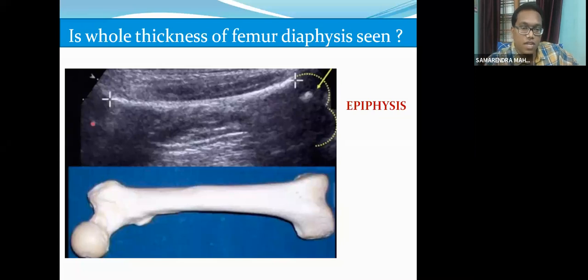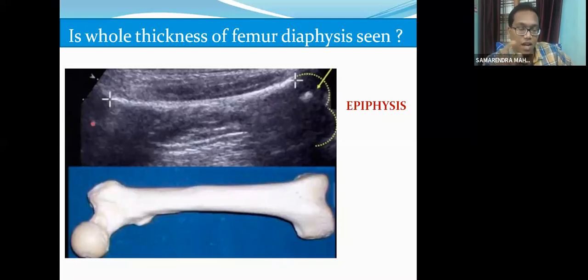Here is the image showing the size of the epiphysis, and the lower image is the image of the bone, where you note the width of the diaphysis that is actually present, and what we are able to see in the scanning. We are able to see the part of the diaphysis on the external surface only.